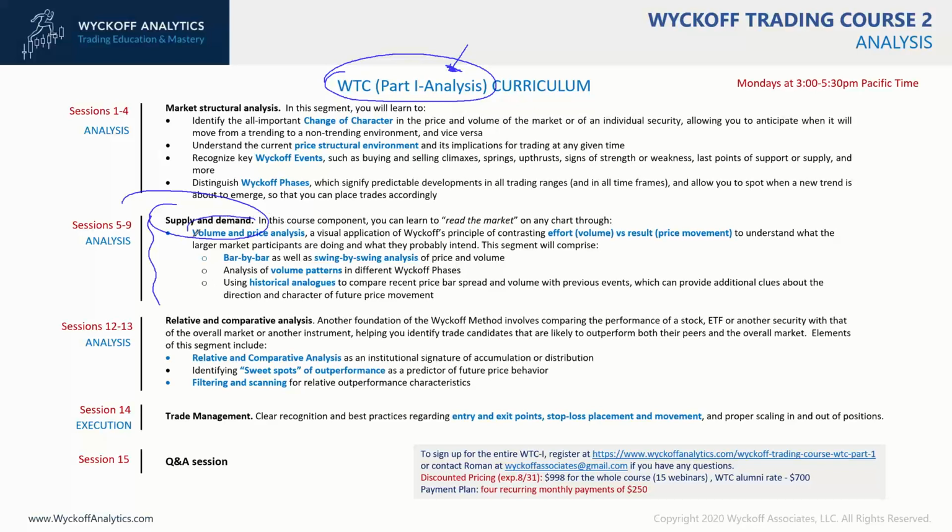So what do we study there? Volume and price relationship, that's extremely important. Effort versus result, how volume and price interact with each other and what it means. We're going to go bar by bar, analyzing a lot of charts, swing by swing. We're going to look into a lot of volume patterns for Wyckoff phases, and we're also going to look at a lot of historical analogs on the chart as to how we would be making any type of deductions as to what the price will do next.